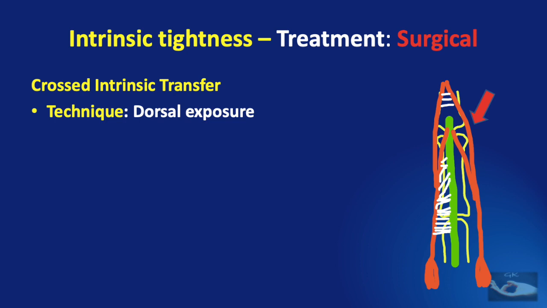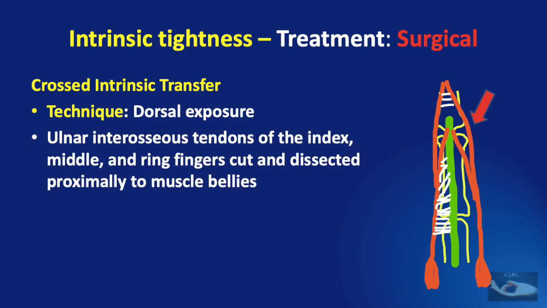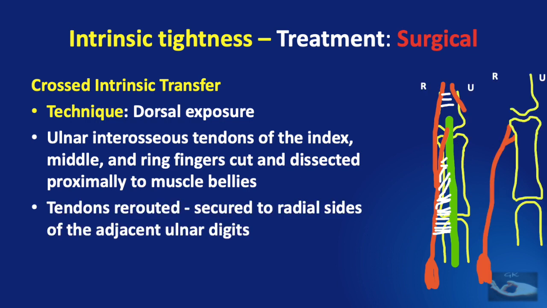In this procedure, by dorsal exposure, the ulnar side interosseous tendons of the index, middle and ring fingers are cut and dissected proximally up to the muscle bellies. These divided tendons are then rerouted and secured to the radial sides of the adjacent ulnar digits.